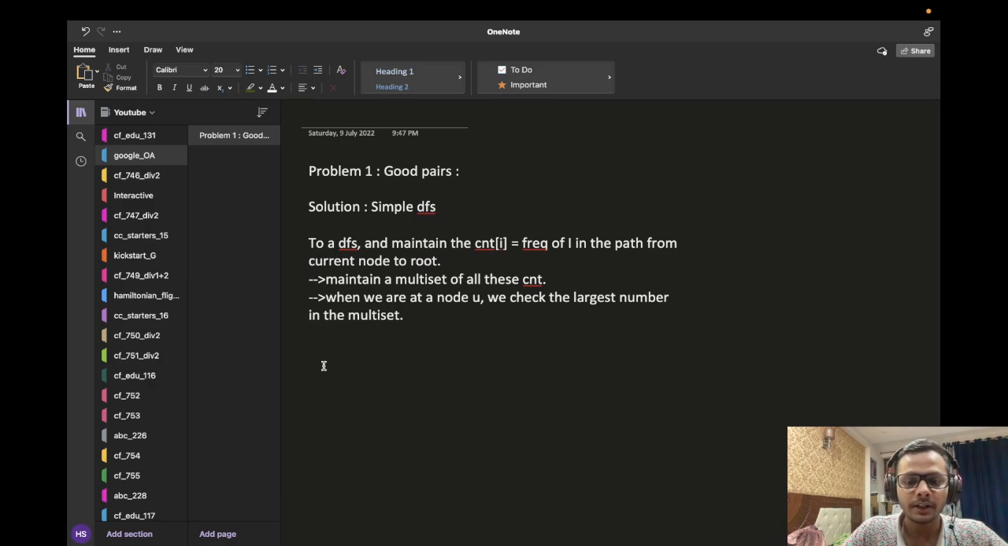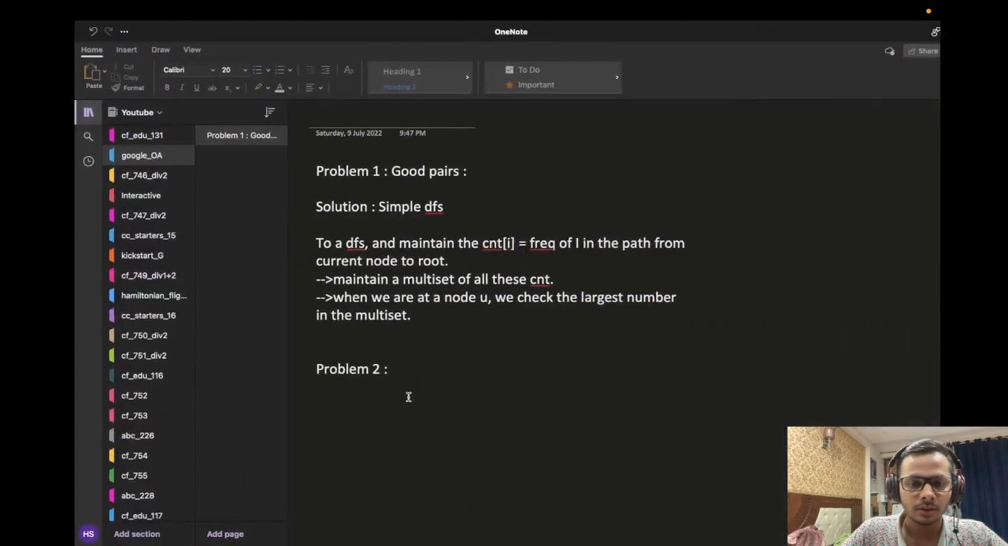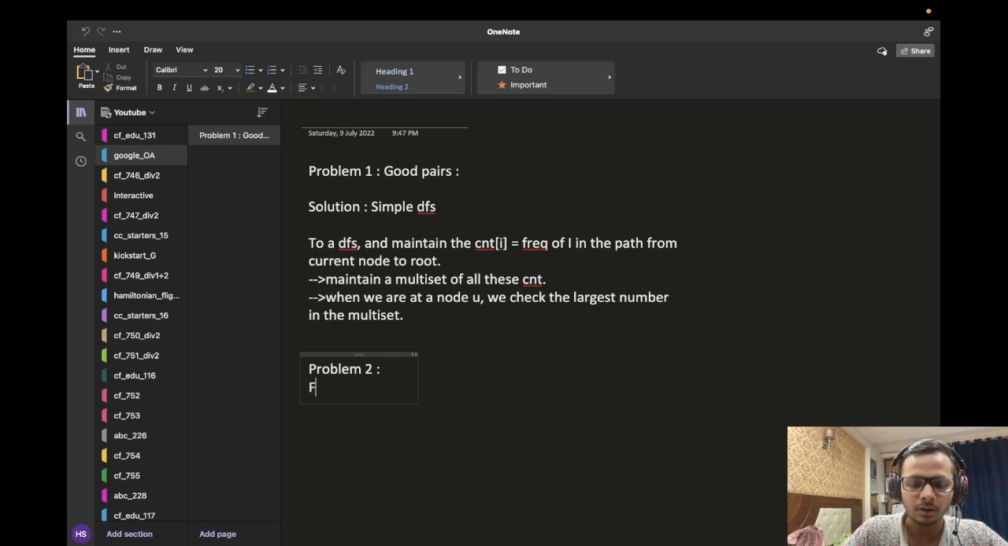So now let's look at the second problem. I hope the solution to the first problem is clear enough. The second problem is find score. This is again not a very difficult problem, but the thing about this problem is that it has some prerequisite.